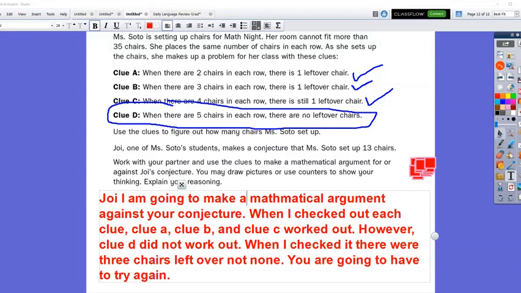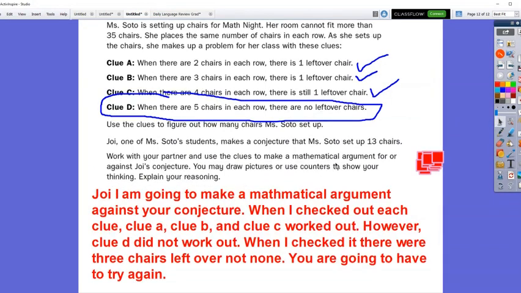Here is my explain my thinking or my reasoning. I wrote, Joy, I am going to make a mathematical argument against your conjecture. When I checked out each clue, Clue A, Clue B, and Clue C worked out. However, Clue D did not work out. When I checked it, there were 3 chairs left over, not none. You are going to have to try again. Poor Joy. But I know that she's got some grit and she wants to keep trying.